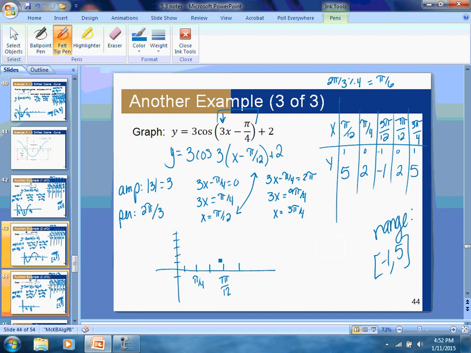Okay, so I'm going to start at pi over 12, 5, and then I'm going to go down to 2, and then I go to negative 1, and back up to 2, and then back up to 5. So there's my cosine curve. Okay, so that had a lot of stuff going on in it. That's pretty much the whole shebang for you. So if you were able to follow along with that example, you knew where all those numbers came from, you were able to graph, you understood the range, then you're in good shape.